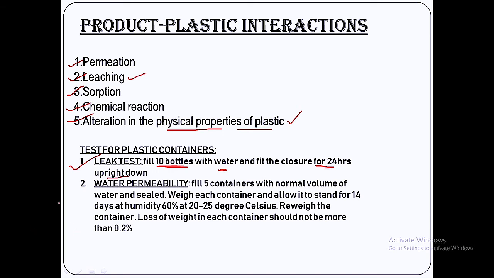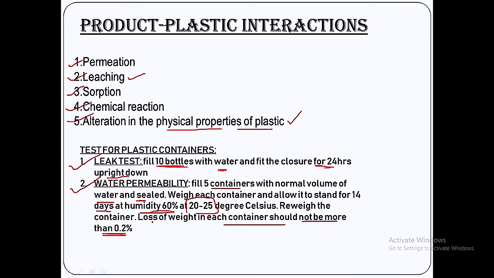Second is water permeability. What we do is fill 5 containers with the normal volume of water and seal them. Weigh each container and allow it to stand for 14 days at humidity 60% at 20-25 degrees Celsius. Then reweigh the container. The loss of weight in each container should not be more than 0.2%.